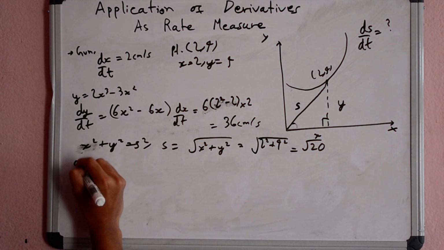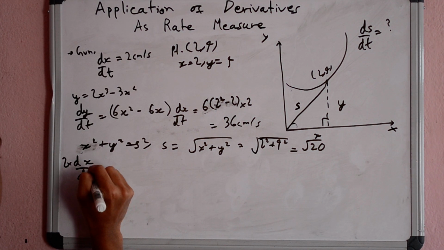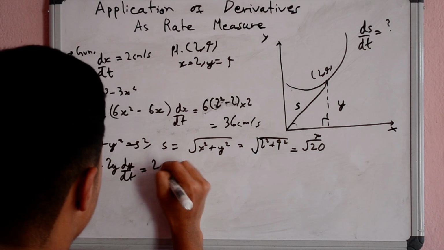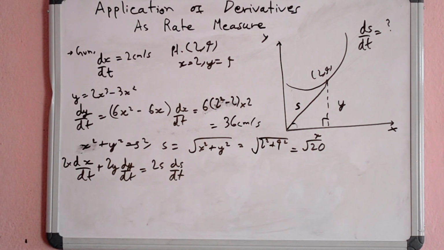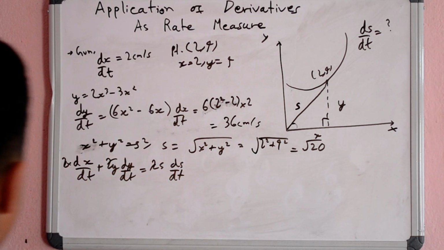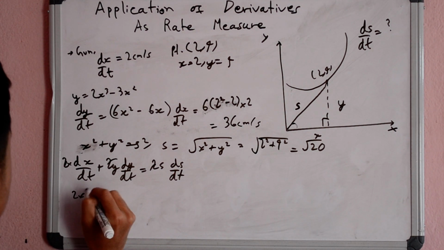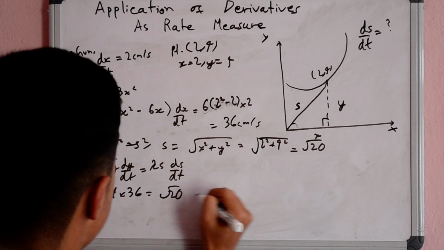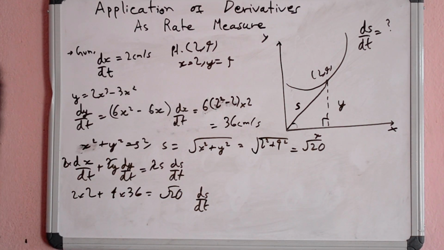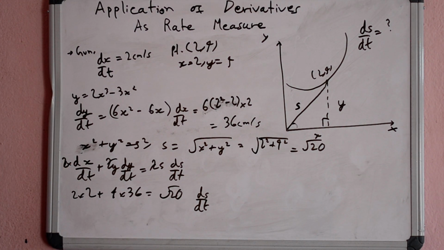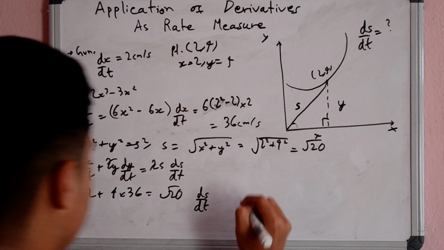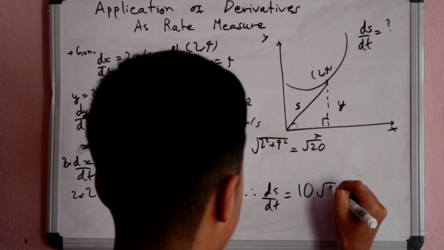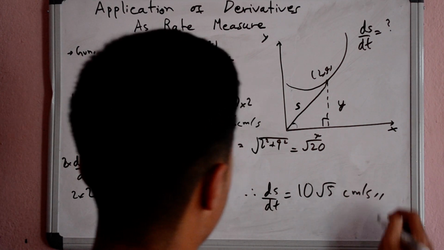Now from here we can differentiate both sides. We'll get 2x dx by dt plus 2y dy by dt is equals to 2s ds by dt. We can just cancel all the 2's and put in the values. 2 into 2 plus y is 4 into 36 equals to root 20 ds by dt. I'll just write the answer directly. Here ds by dt will be equals to 10 root 5 centimeter per second.